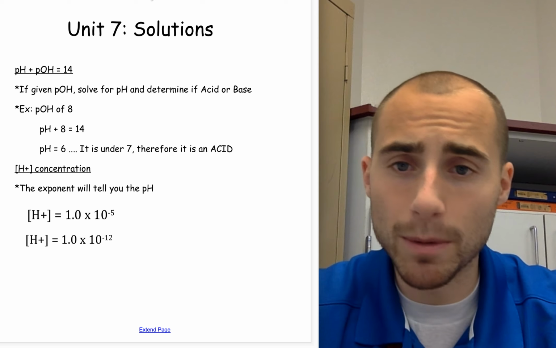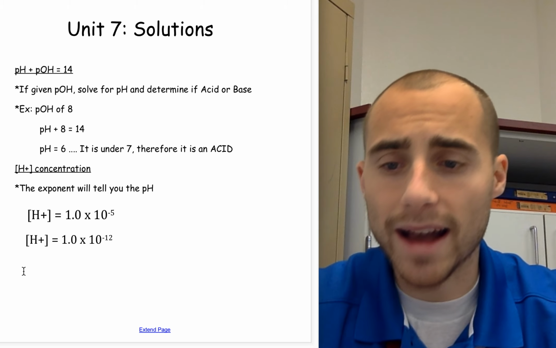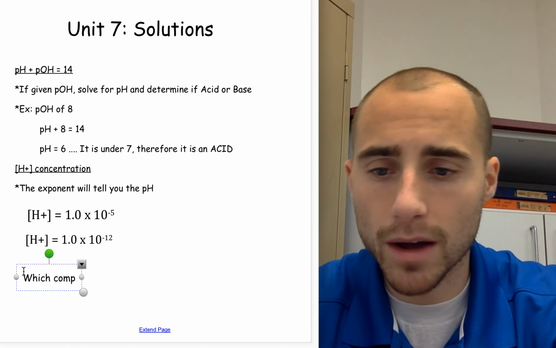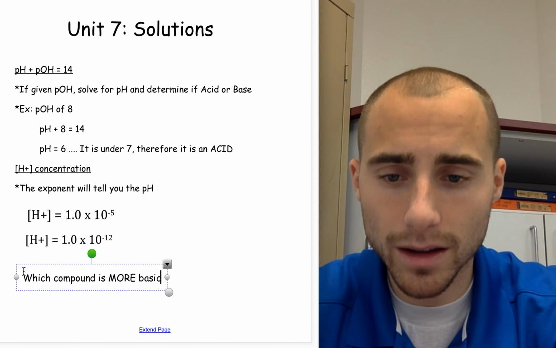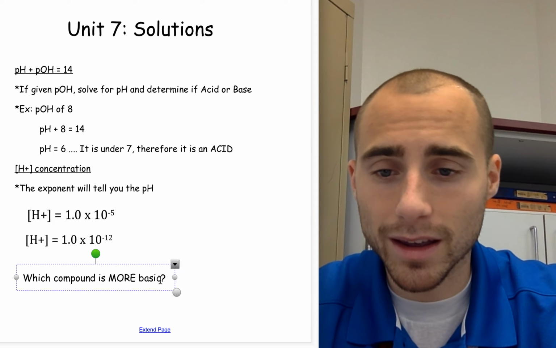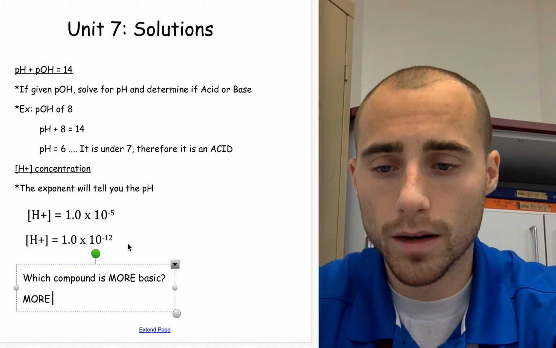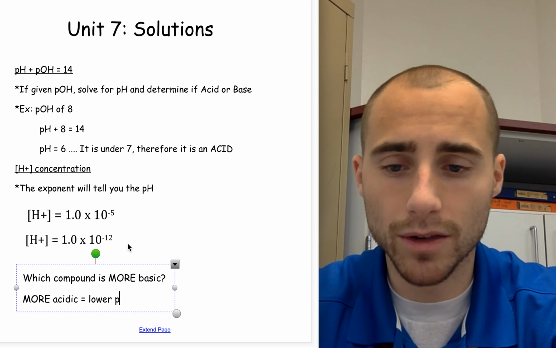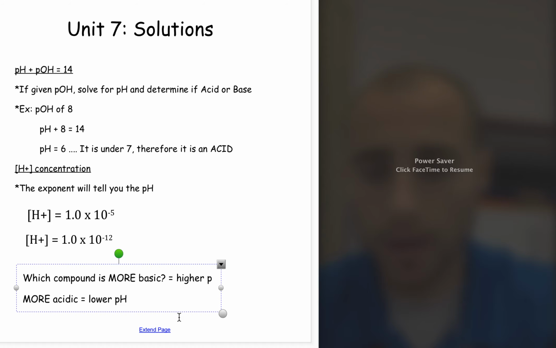Now, one question a lot of people had during the quiz that you should note: make sure if it asks which compound or element is more basic, a lot of people thought that meant neutral. More basic means has a higher pH. More acidic equals lower pH. More basic equals higher pH.